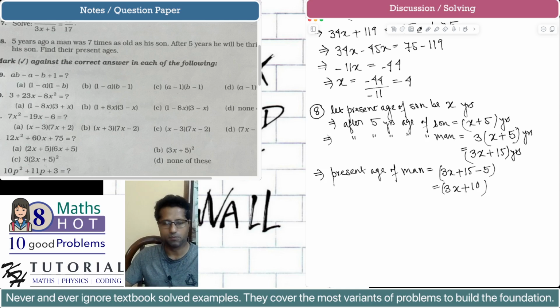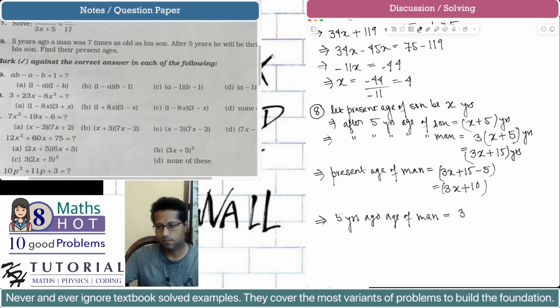Now we will apply the information that 5 years ago a man was 7 times as old as his son. So 5 years ago, the age of the man will be equal to 3x plus 10 minus 5, which is equal to 3x plus 5.